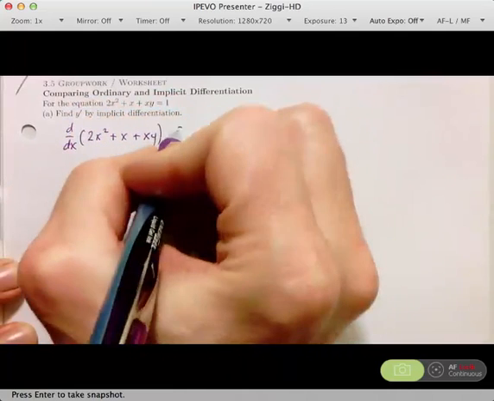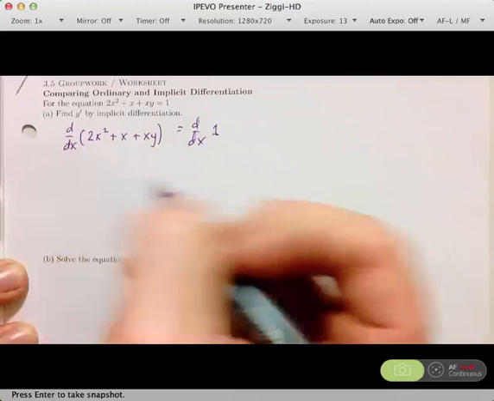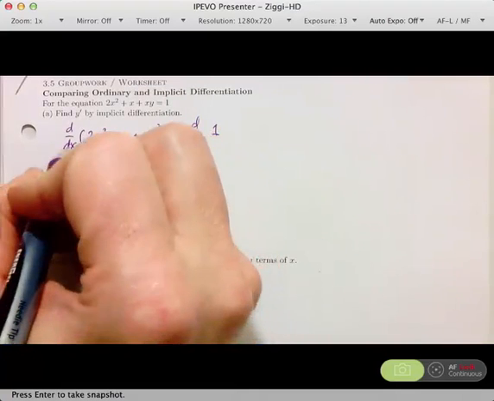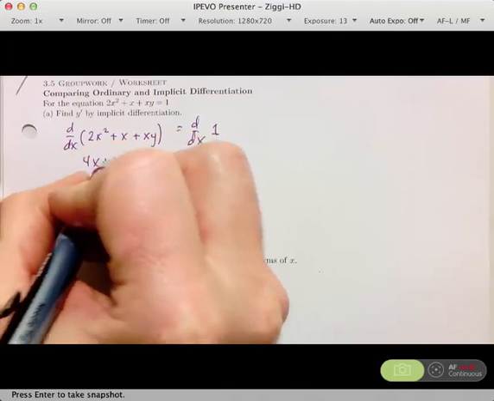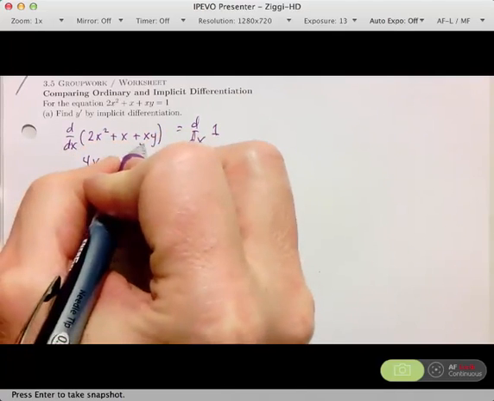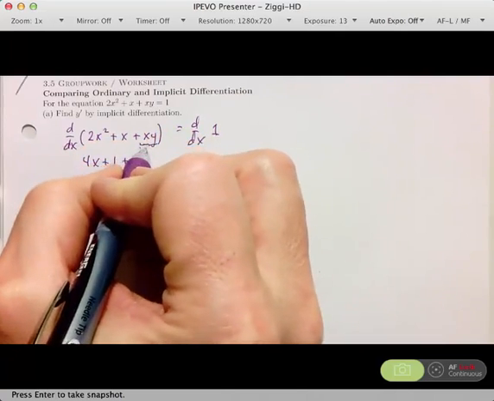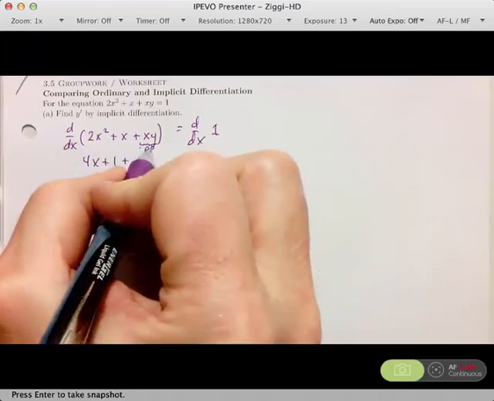Now you may have seen a couple of different notations for doing this. I like to use the Leibniz notation, d by dx. So taking the ordinary derivative of x leads to 4x plus 1 plus, when I see this term, I have x, and then y is to be treated as a function of x. So I have a product of two things here. I need to use the product rule.